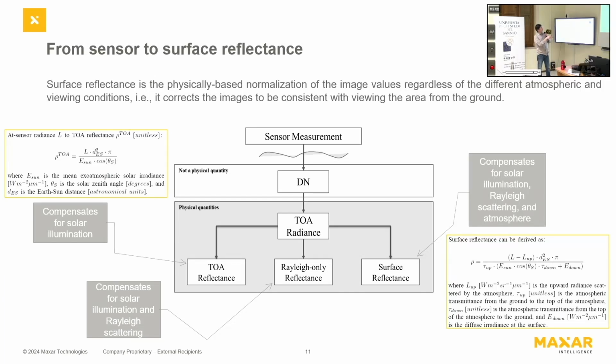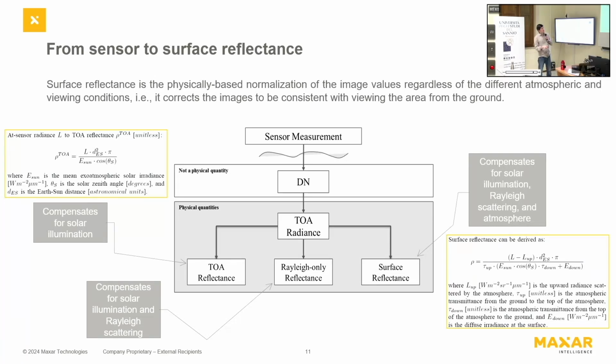Once you do this very, very simple calculation, you are in TOA reflectance. It's a unitless quantity that goes from 0 to 1. 0 is no reflectance, 1 is 100% reflectance. And you can compare the TOA reflectance from Maxar to the TOA reflectance from Sentinel-2 and Landsat, everyone. All the satellites are the same. It's TOA reflectance. You want to go one step further, you can correct for the Rayleigh-only scattering. Basically it means I want to remove the blue color of an image.